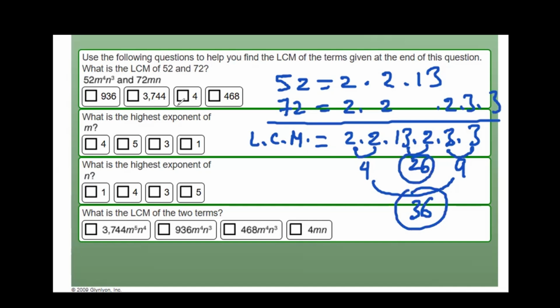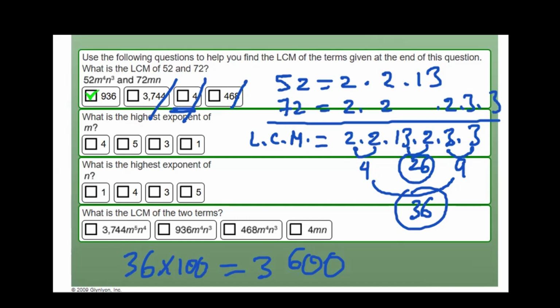So can the answer be 4? No. Can the answer be 400? No, 400 is a very small number relative to these. Can the number be 3000? No, it's too big. 36 times 100 is 3600, which is smaller than this. So this is a very big number. So the answer is this, correct? Yes.